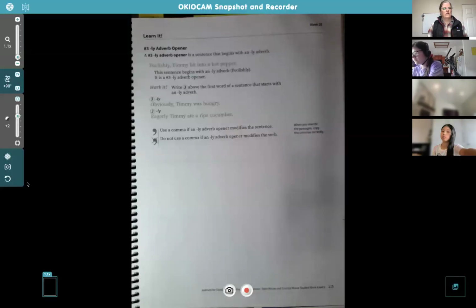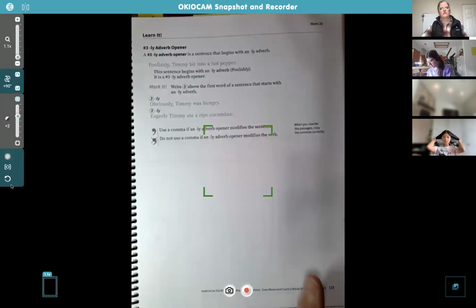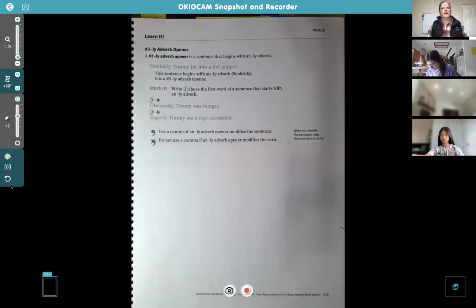Let's start on page 115 in your grammar book. So go ahead and go to 115. Today we're talking about the ly adverb opener.